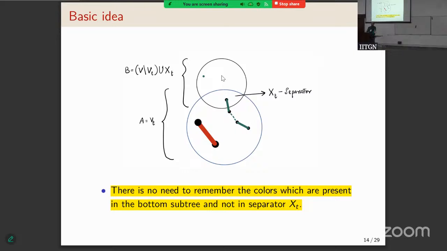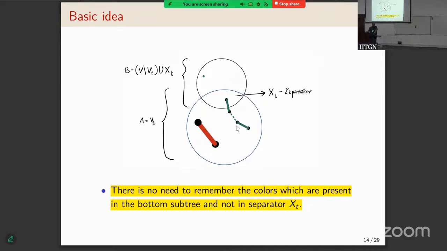I'm hypothesizing a maximum coloring. Someone has given me a maximum coloring. So if there is some red color, why would I give a red color to some edge in B minus X_t? Because it's a maximization problem, we want distinct colors. So it means that any color given to an edge in A minus X_t can be easily forgotten. I want to say that these colors won't appear in the rest of the graph. This is the basic intuition behind this bottom-up DP.